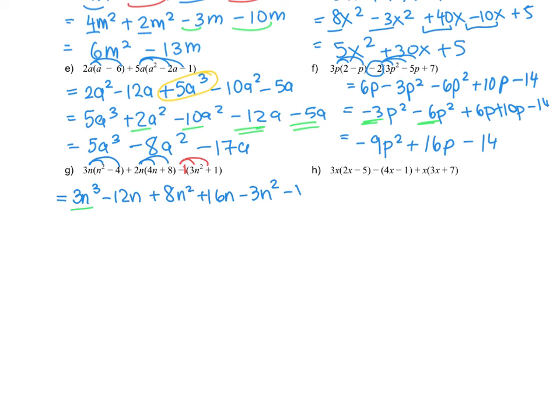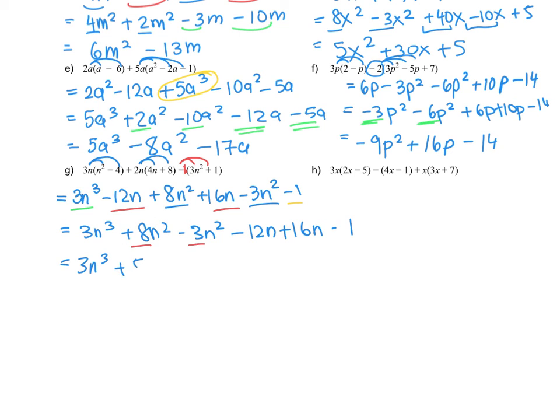Now we rearrange. So we have the n cubed, the n squares, the n's, and the little constant at the end. If color coding helps you, do it. So 3n cubed, positive 8n squared, negative 3n squared, negative 12n, positive 16n, and the negative 1. Notice again, the signs came with me. And now to finalize, 8 minus 3 is positive 5 for the n squares. Negative 12 plus 16 is positive 4 for the n, and the constant is there on its own.